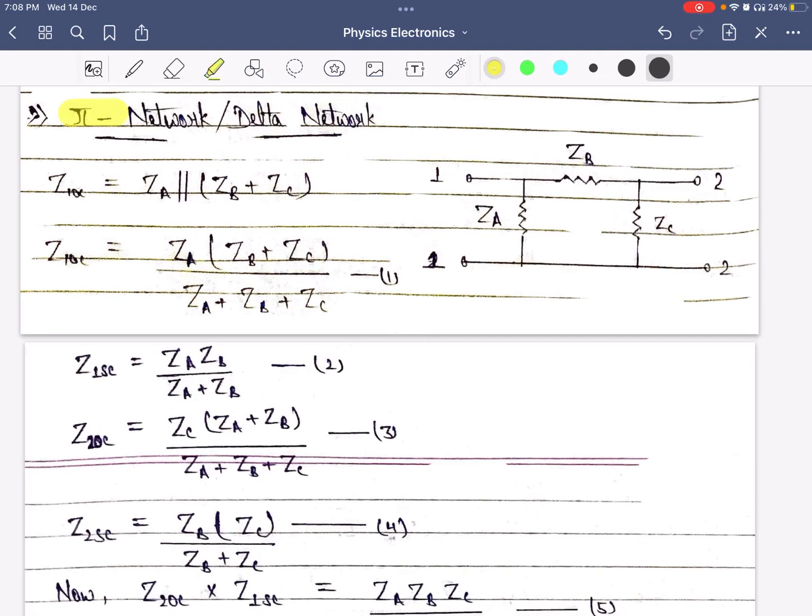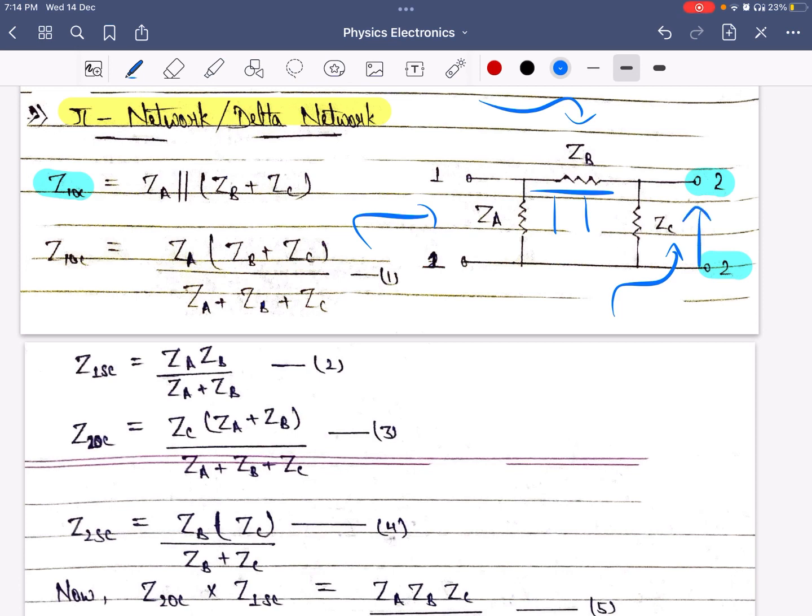Now pi network or delta network. In this network the impedances ZA, ZB and ZC are in pi shape. Now for impedance Z1OC, the output terminals 2-2 are open, in which case there will still be current flowing through the impedance ZC. Then impedance ZB and ZC are in series, which are in parallel with ZA. From that we will get this equation.